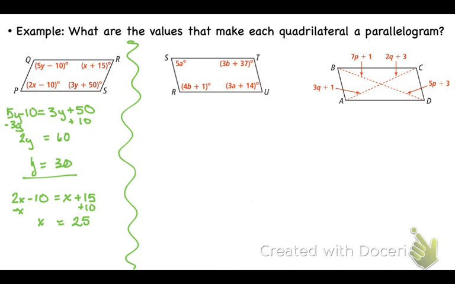Okay. So next one, are we dealing with sides or angles? Angles. So what do we know about angles? They're 180 if they're consecutive, but we have a problem with consecutive angles. They have different variables. So what should I do? Do exactly what you just did, right? Do your opposite angles are congruent.